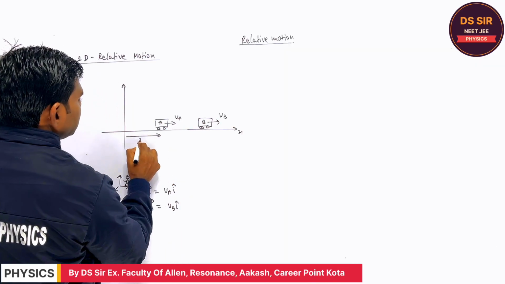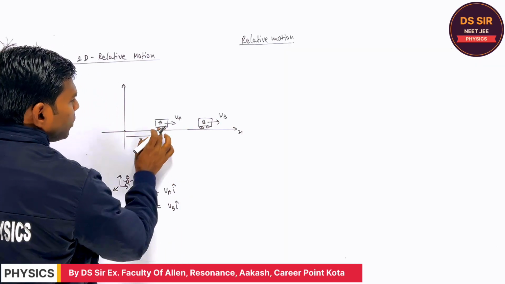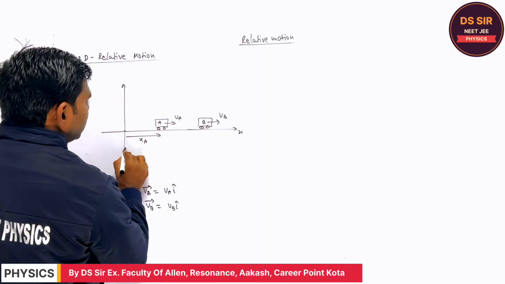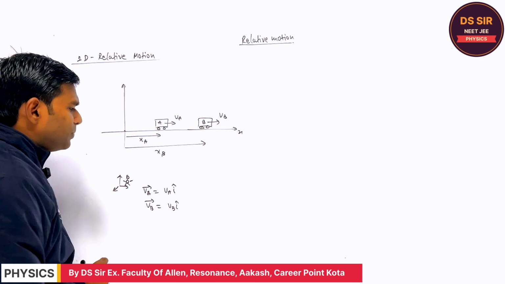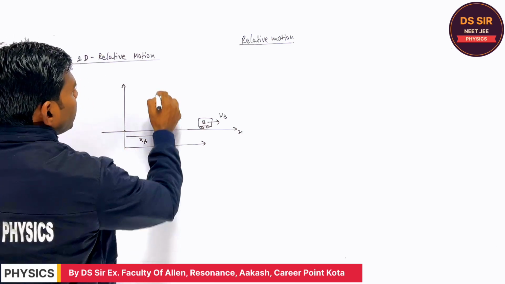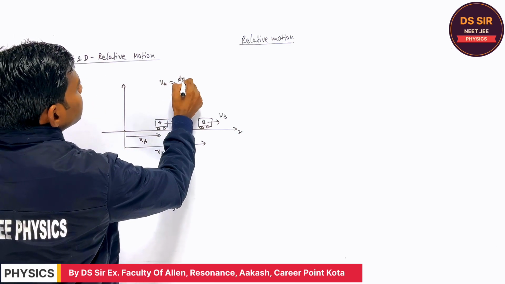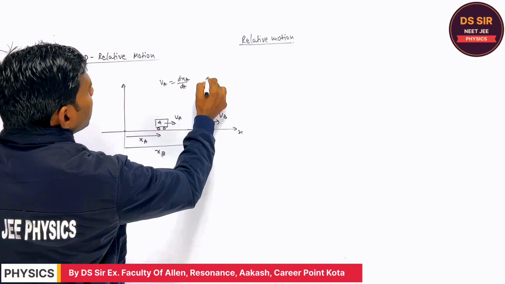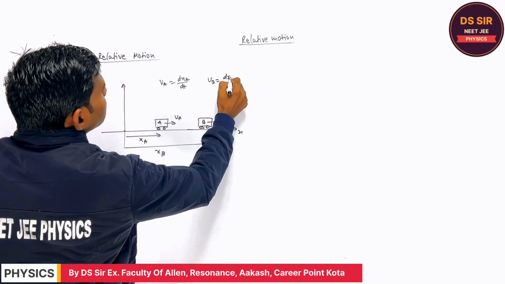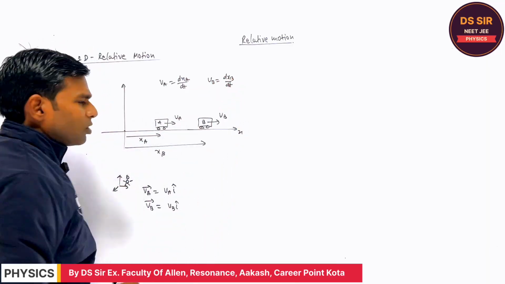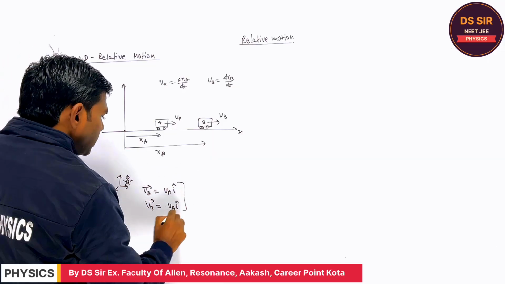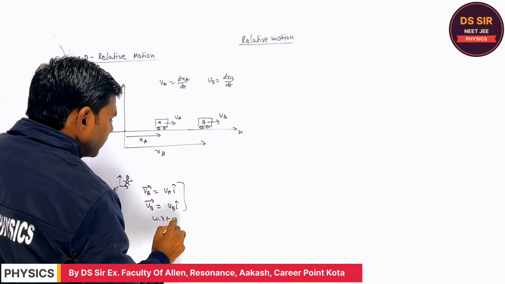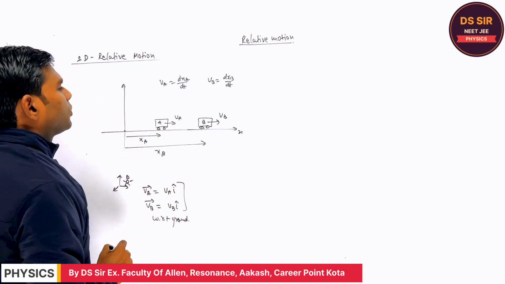Suppose the distance from the origin of this car is A and the separation from the origin of this car B is B. So the VA may be written as dxa upon dt and VB may be written as dxb upon dt. Is it clear or not? So these are the velocities with respect to ground.